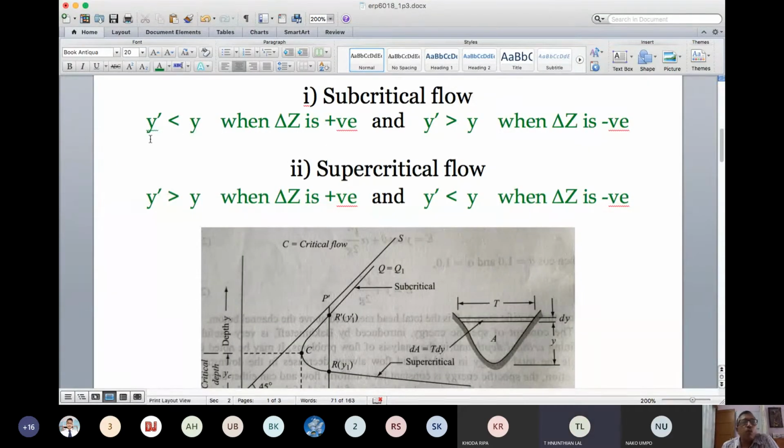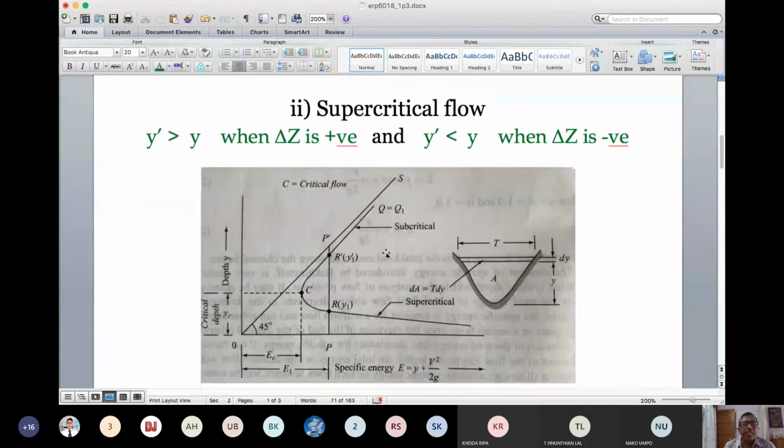Subcritical flow: y dash is less than y when delta Z is positive. Y dash is greater than y when delta Z is negative. When delta Z is negative, you move towards the right, so the new y will be more than the original y. Similarly, for supercritical flow, when you move towards the left, y dash is greater than y and delta Z is positive. And when you move towards the right, y dash is less than y, as you see in the specific energy diagram.